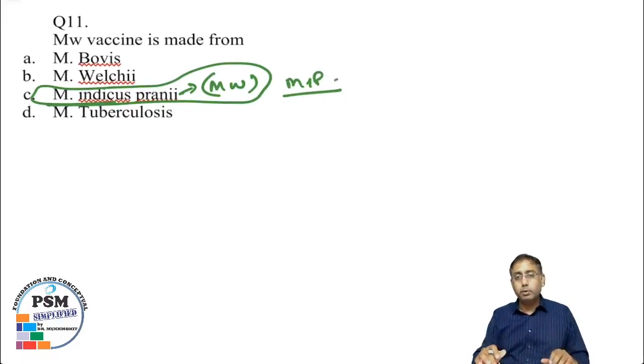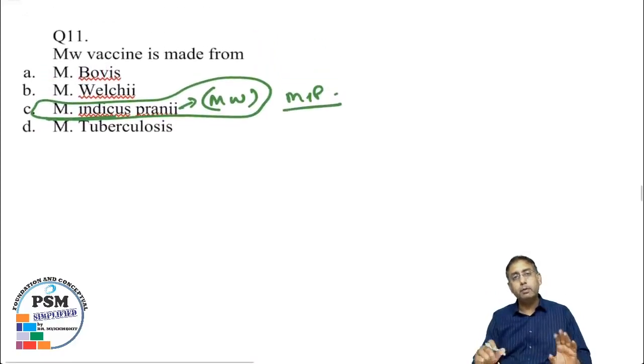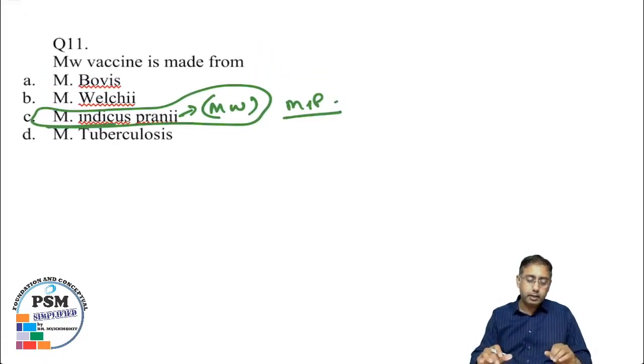It's not Bovis. Bovis strain is for BCG. BCG is Danish 1331, derived from the Mycobacterium bovis type. And that was not the question. The question was MW vaccine. MW vaccine is Mycobacterium indicus pranii vaccine.